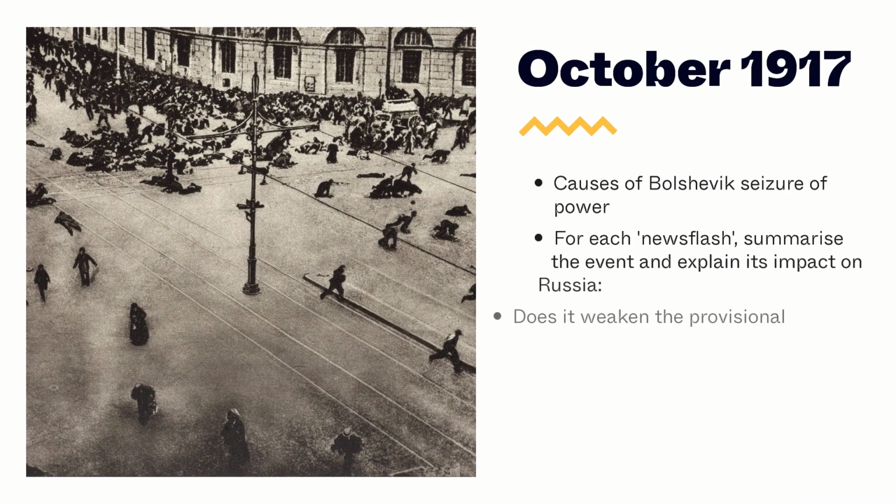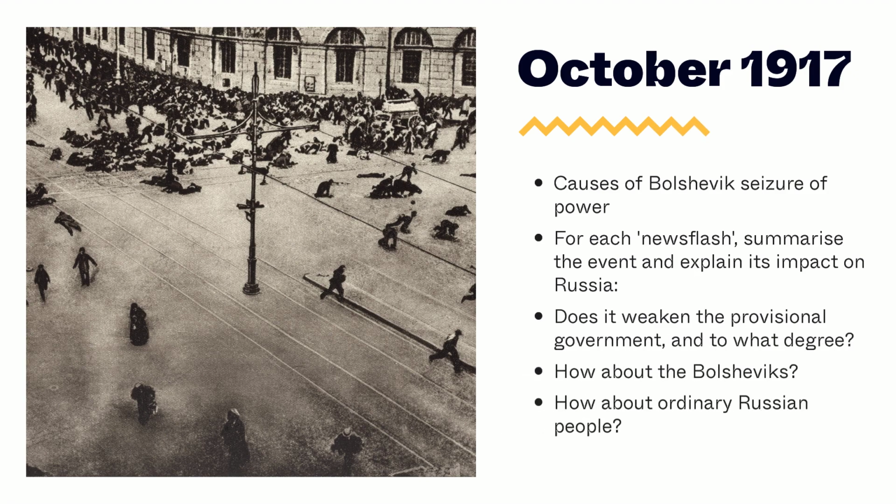The source above is from a book titled A History of the Russian Revolution, published in 2014. Task: pause the video and think about the reasons it suggests that the Bolsheviks were able to seize power. What do you already know that may challenge the reasons that it suggests?